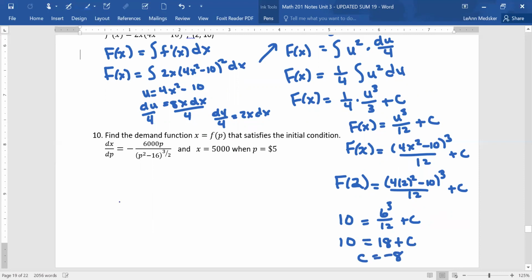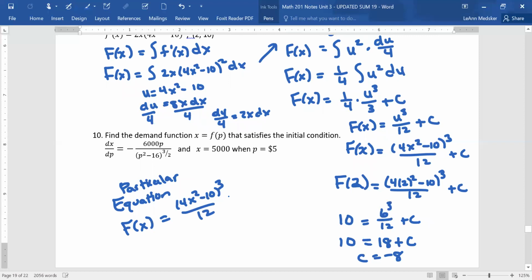So what this means is that the exact or particular equation that is going to have the derivative we stated and pass through the point that they gave us is big F of x equals the original part we got right here, which was the 4x squared minus 10 to the third over 12. But the constant of integration here is a minus 8. So notice this is not just saying any constant, this is the particular constant that would work.